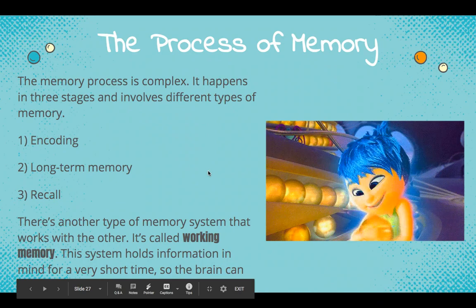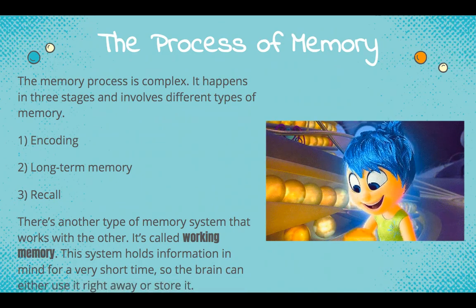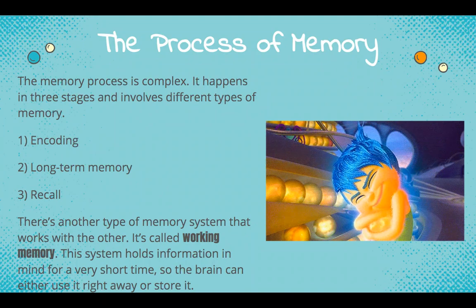All right, so we talked about the process of memory briefly yesterday. The memory process is complex. It happens in 3 stages and it involves different types of memory. The first is encoding, the second is long-term memory, and the third is recall.